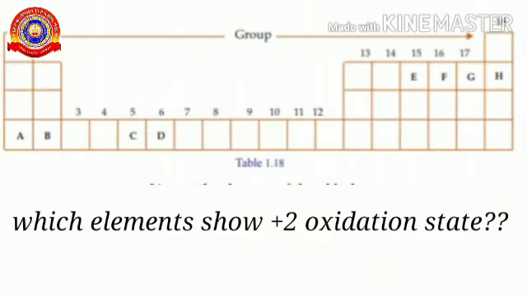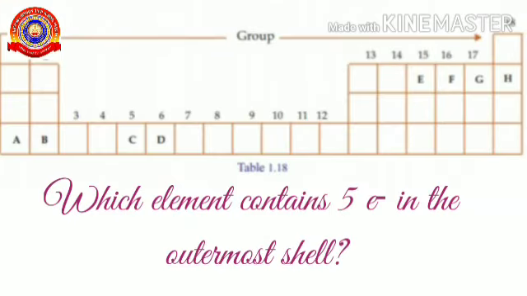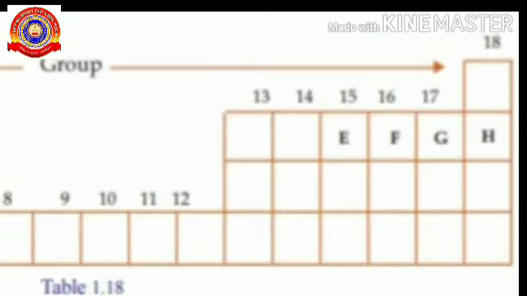Second question. Which elements show +2 oxidation state? Think about which group elements show +2 oxidation state. Yes, you are right. Group 2 elements. That is, B shows +2 oxidation state. Then the third question. Which element contains 5 electrons in the outermost shell? Did you get the answer? Yes. E has 5 electrons in the outermost shell.